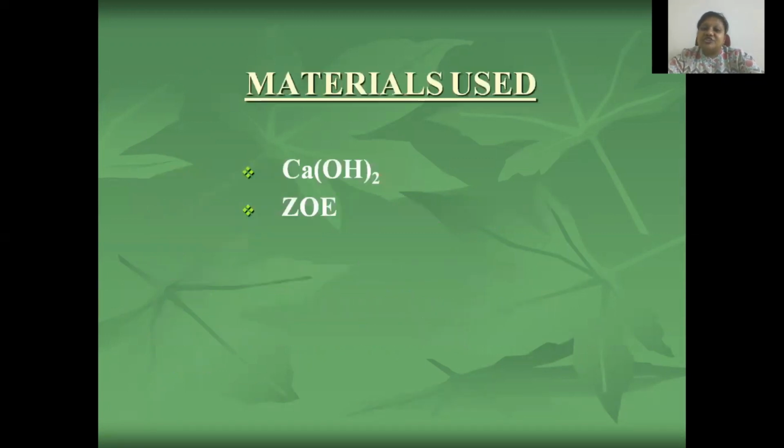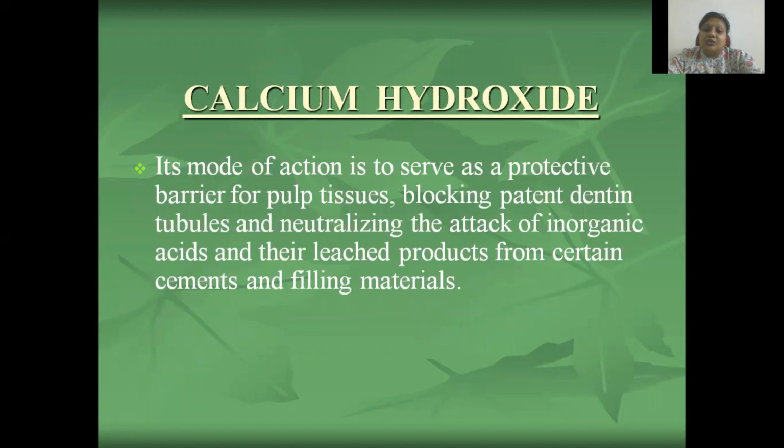What are the traditional materials which we use for indirect pulp capping? There are two of them. One is calcium hydroxide and the second is zinc oxide eugenol. Calcium hydroxide's mode of action is to serve as a protective barrier for pulp tissues, blocking patent dentine tubules and neutralizing the attack of inorganic acids and their leached products from certain cements and filling materials.